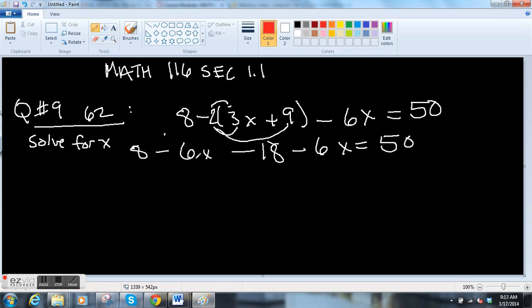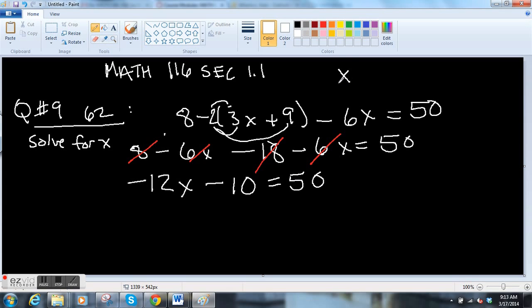And then you want to start adding like terms. By that I mean, if there's any x's, let's get those together. So that's negative 12x, because it was negative 6x and negative 6x. We can add those together. And then we have 8 and negative 18, so that's minus 10. Minus 10 equals 50. And our goal is to get something that looks like x equals blank.